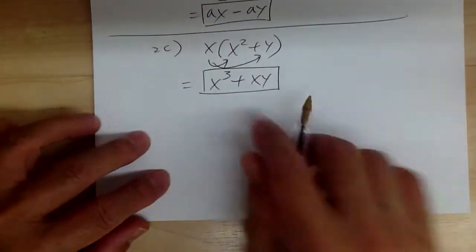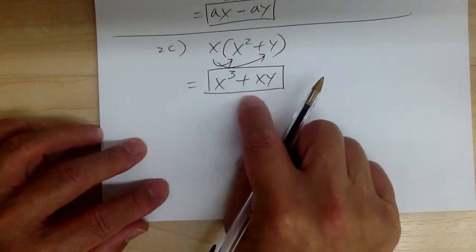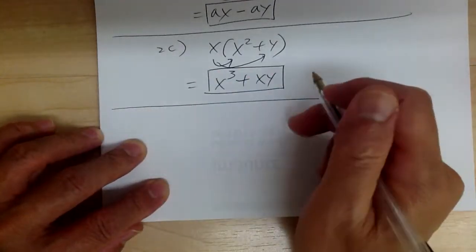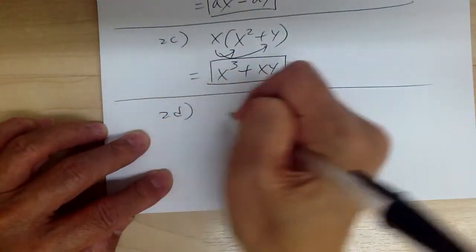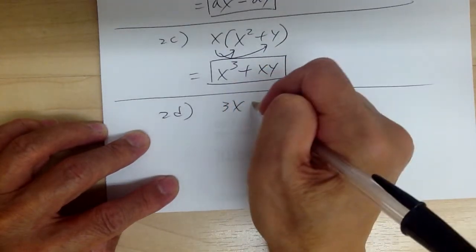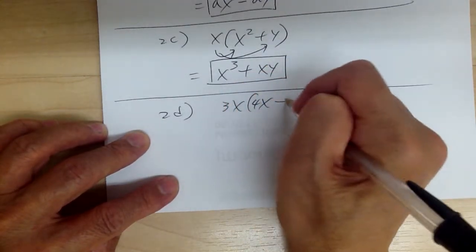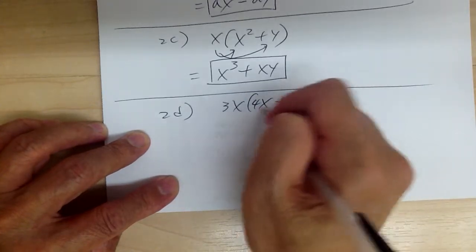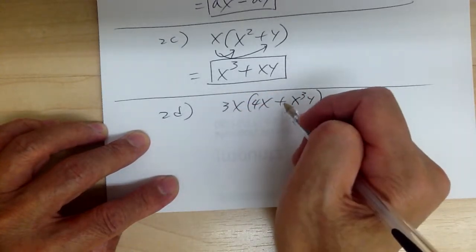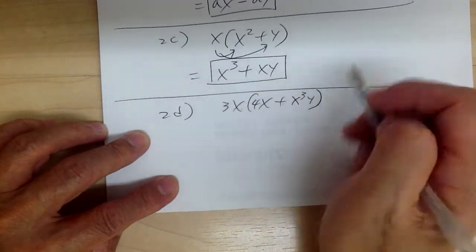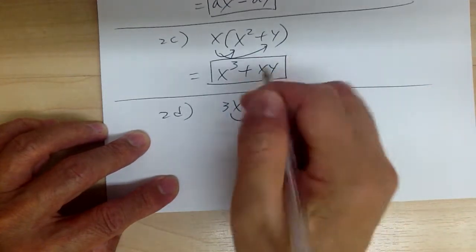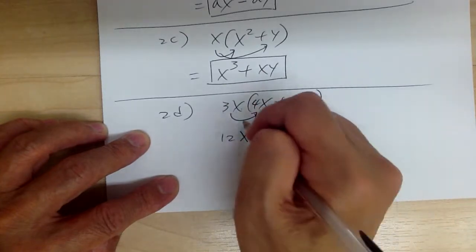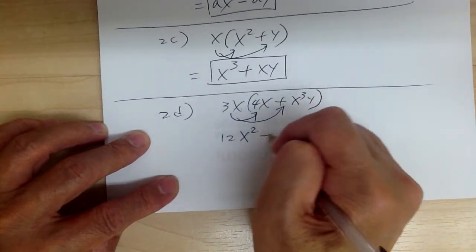Okay. Again, you don't have to box the answers because this is not a number, but I'm just boxing so you can see better. Okay, so 2d, you have 3x times 4x plus x cubed y. So again, that's addition, so subtractions. When you have an addition or subtraction with a multiplication, you have to distribute. So multiply: 3 times 4 is 12, x times x is x squared. And then you go to the next one, it will be plus.